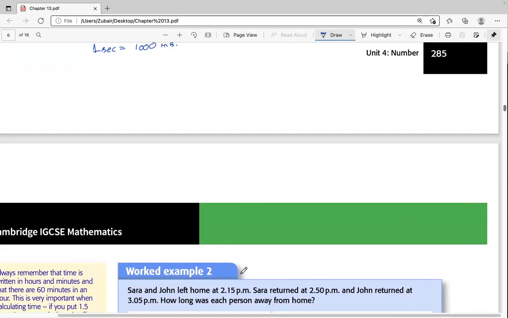Sarah and John left home at 2:15 p.m. Sarah returned at 2:50 p.m. and John returned at 3:05 p.m. How long was each person away from home?